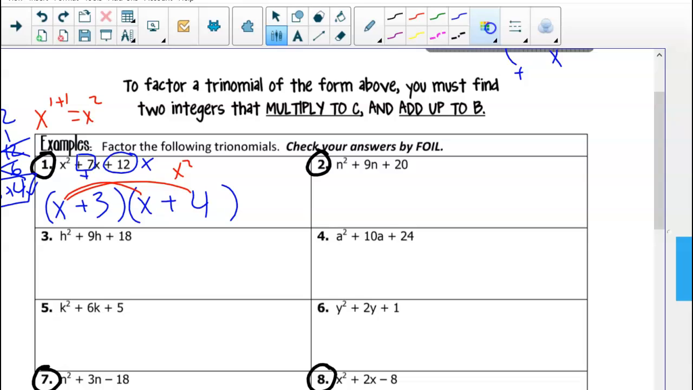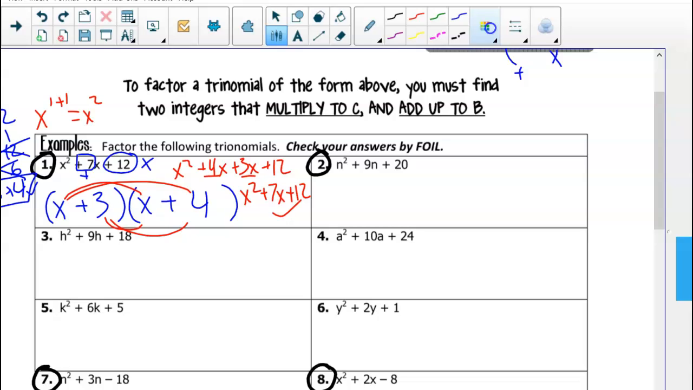X times 4 is 4x. 3 times x is 3x. 3 times 4 is 12. I have like terms, I can combine 4x and 3x. So x squared plus 7x plus 12. That was my original, so this works. I would definitely recommend double checking your work, distributing it back out to make sure it works. But the answer you need is the x plus 3 and the x plus 4 in parentheses.